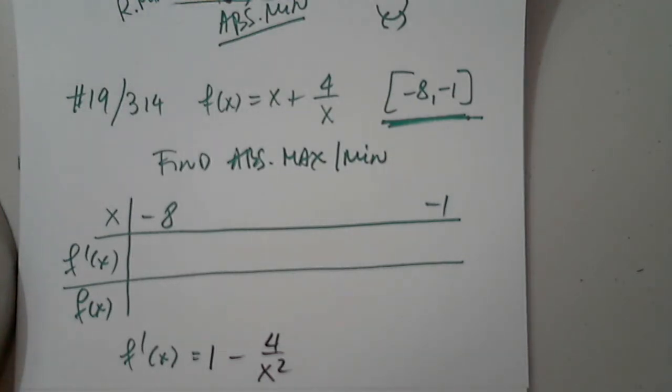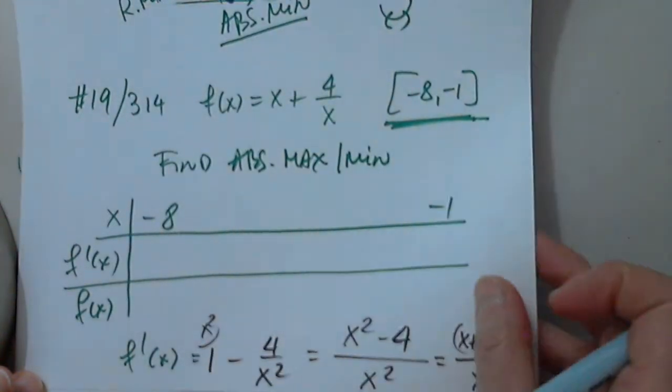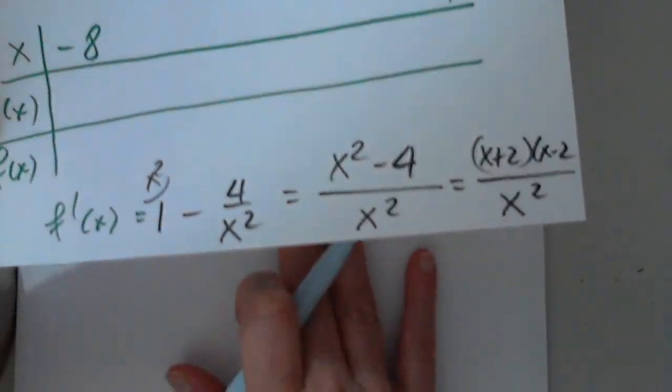Square minus 4. How do I factor out the numerator? X plus 2, x minus 2. Very good. So when I set this equal to 0, what are the critical numbers?